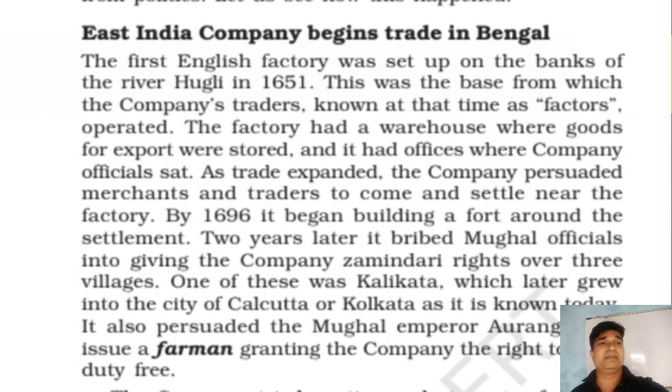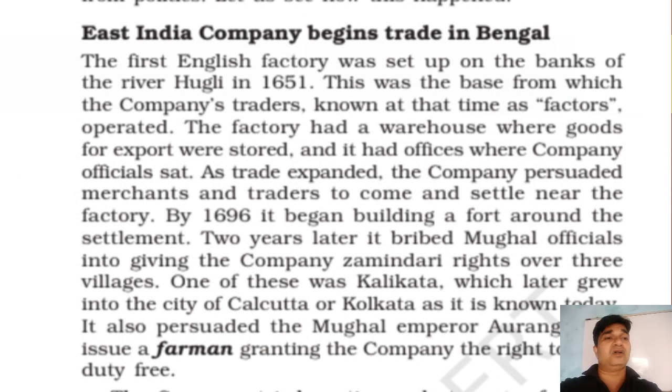East India Company begins trade in Bengal. The first English factory was set up on the bank of river Hooghly in 1651. Now you may be thinking, what was a factory? Factory was the place where they used to store the goods which they had purchased in India, and the traders were known as factors. They also bribed some of the Mughal officers to get Zamindari rights, the right to collect revenue in Kolkata for 3 years.